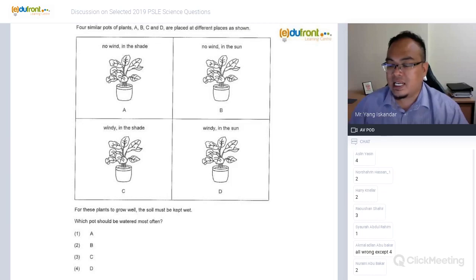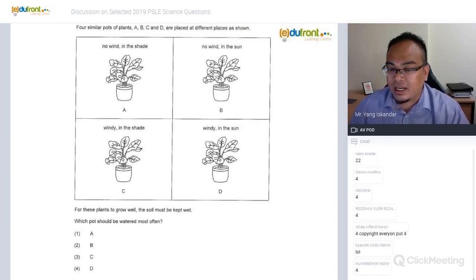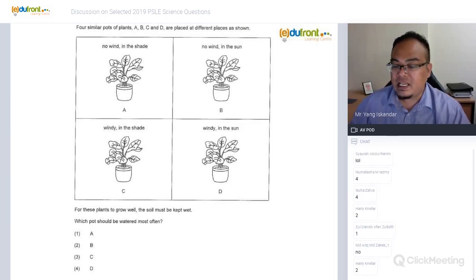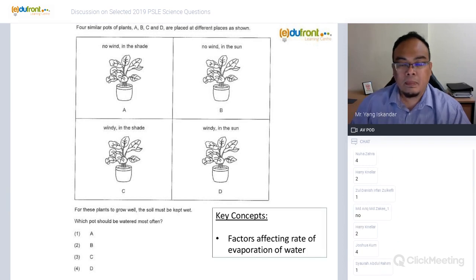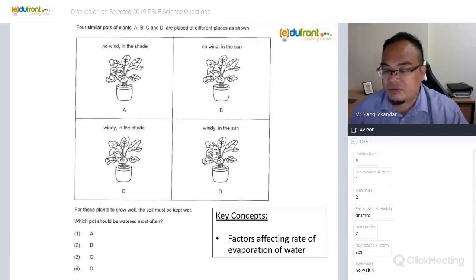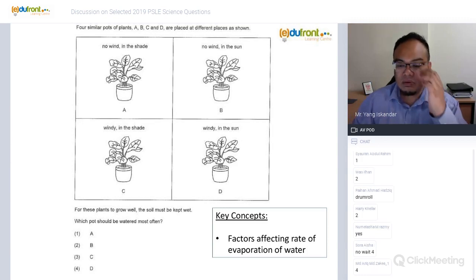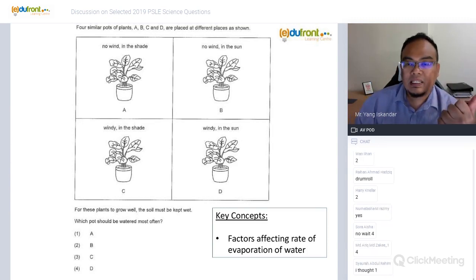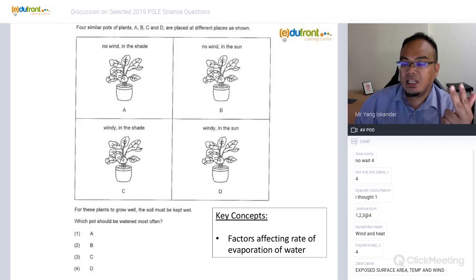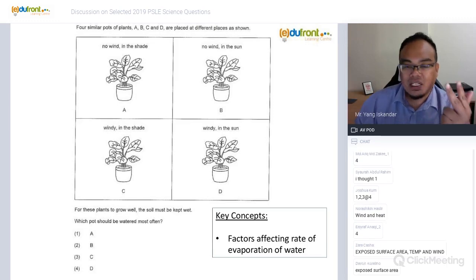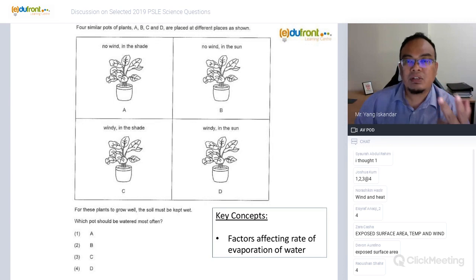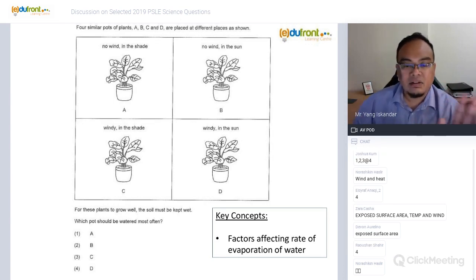Okay, this one is quite easy. The answer is, are we ready? Okay, first of all, let's think about the concept. The concept here is about factors affecting the rate of evaporation of water. What are the 3 factors that affect rate of evaporation of water? Number 1, the temperature of the surrounding. Number 2, the presence of wind. Number 3, exposed surface area of water. Those are the 3 things that you should know based on your syllabus. Humidity, all this is not in your syllabus.